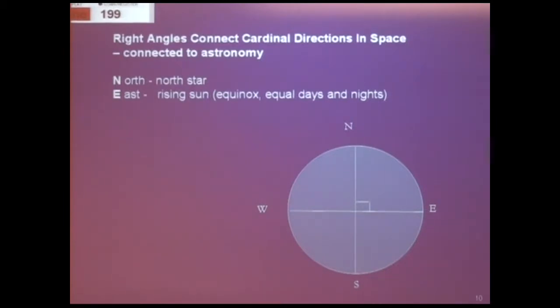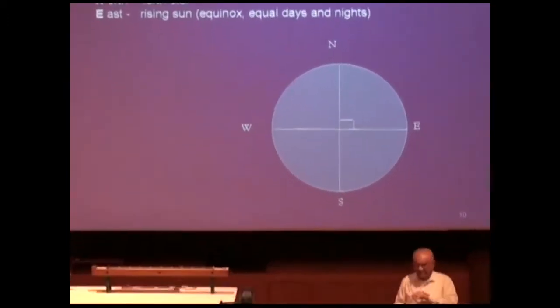Do you know what day is equinox? The next equinox, when will it be? March 21st will be the equinox. There's another equinox, which is called the autumnal equinox, September 23rd. So where the sun rises on those days is east, exact east, and where the sun sets is exact west.